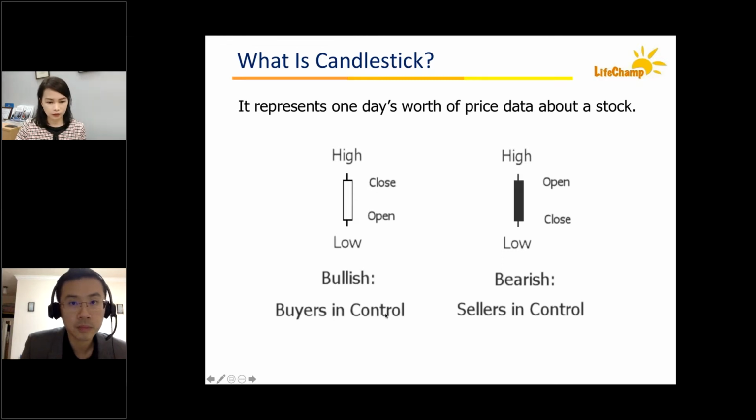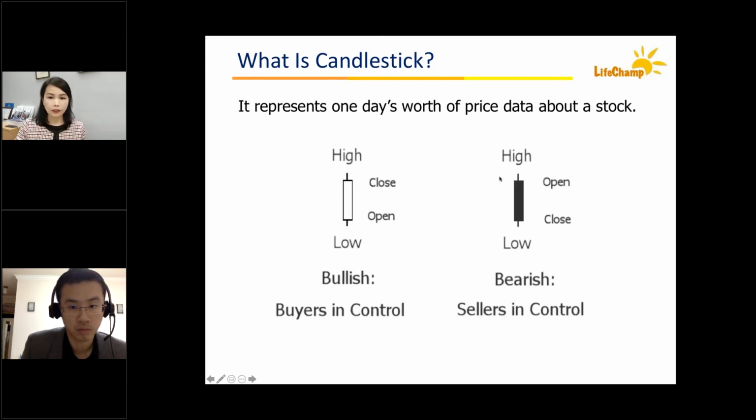So buyers are in control. The tails are that day's highest point that it went, and then the lowest point that it went. So the tails are the intraday high and the intraday low. You can have the closing be the highest of the day. That means you do not see any tail on top. So it means that you close at the top, the highest price of that day.